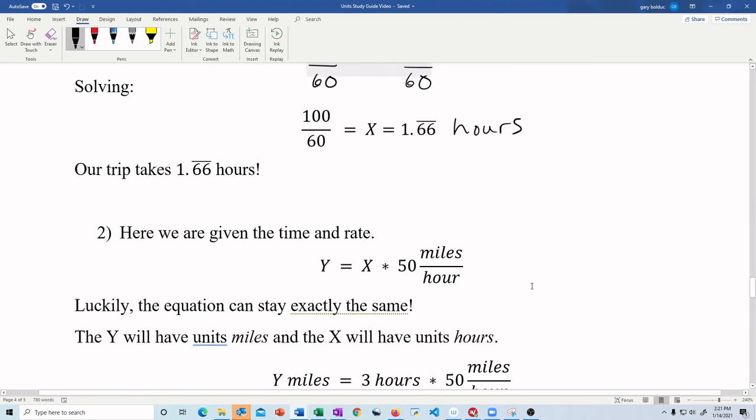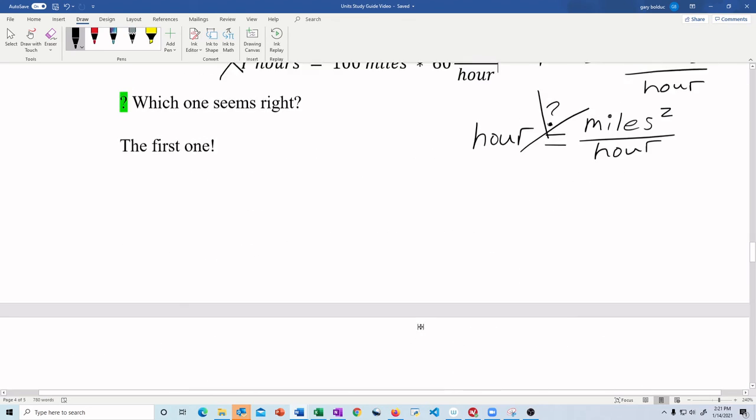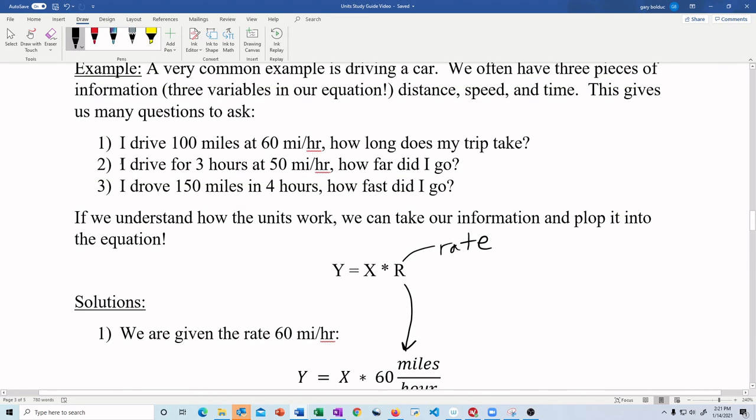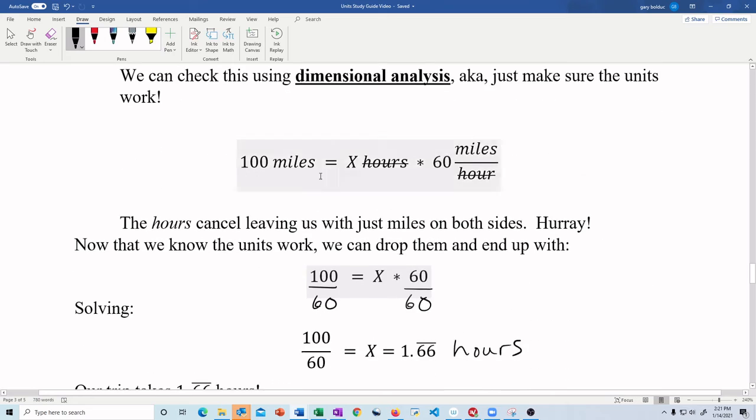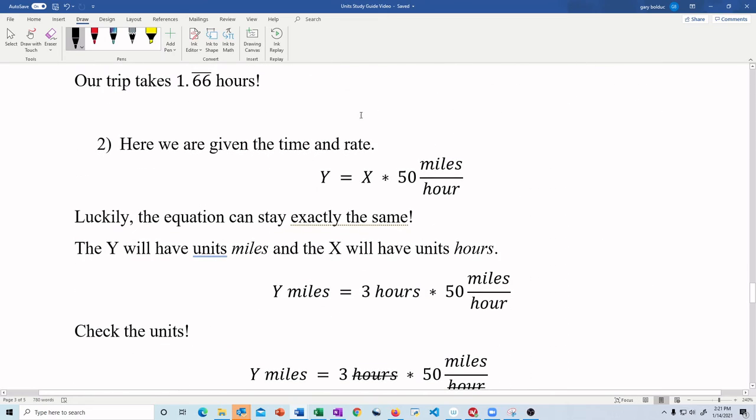So second one, we'll go through these a little faster. Second problem, let's just scroll back up here. I drive for 3 hours, that's time, at 50 miles an hour, that's rate. So we go down here, okay? And again, I'm given the rate, so I'm going to plug that in, 50 miles an hour.